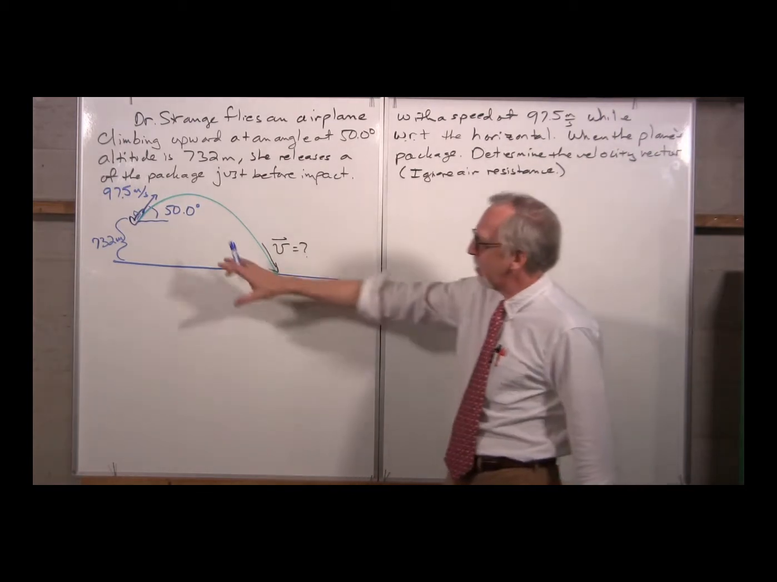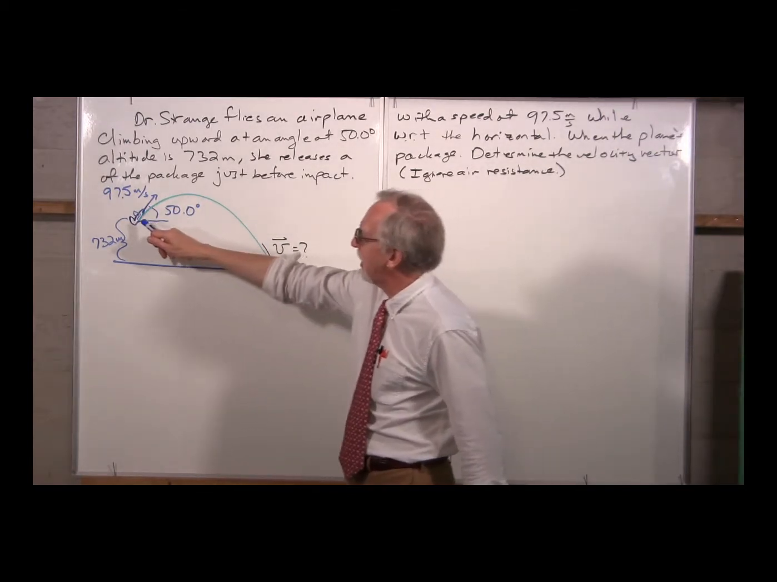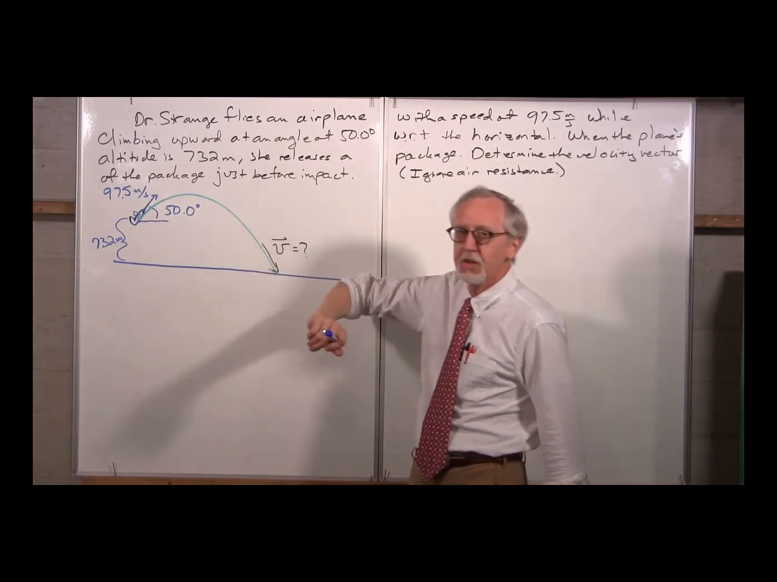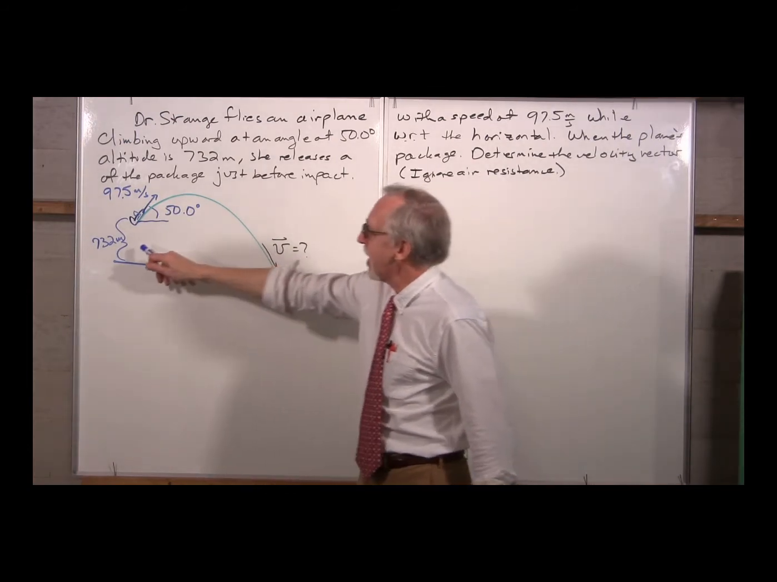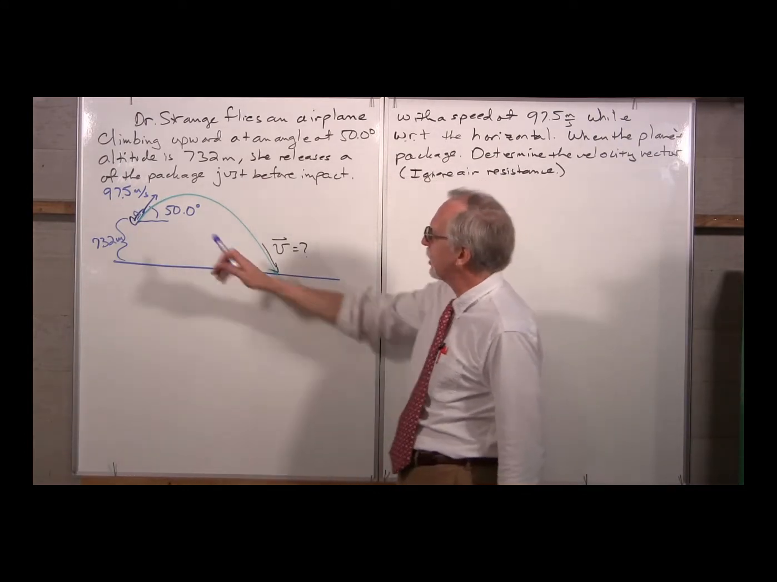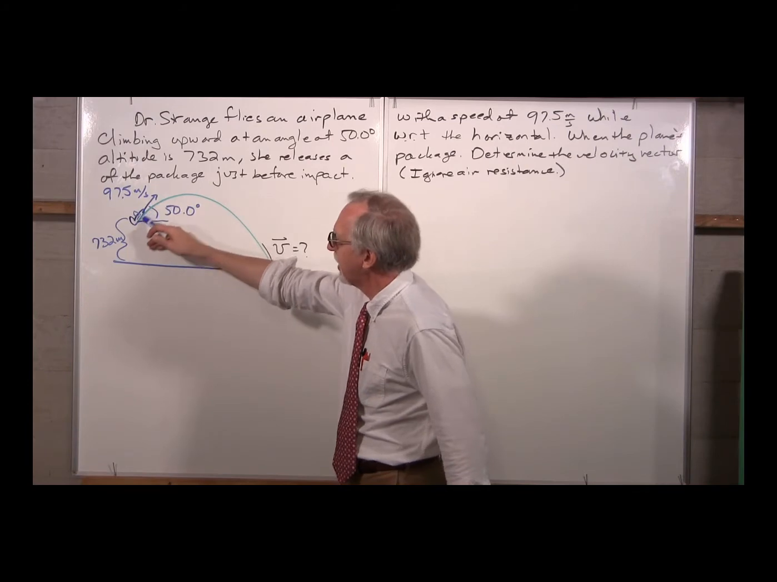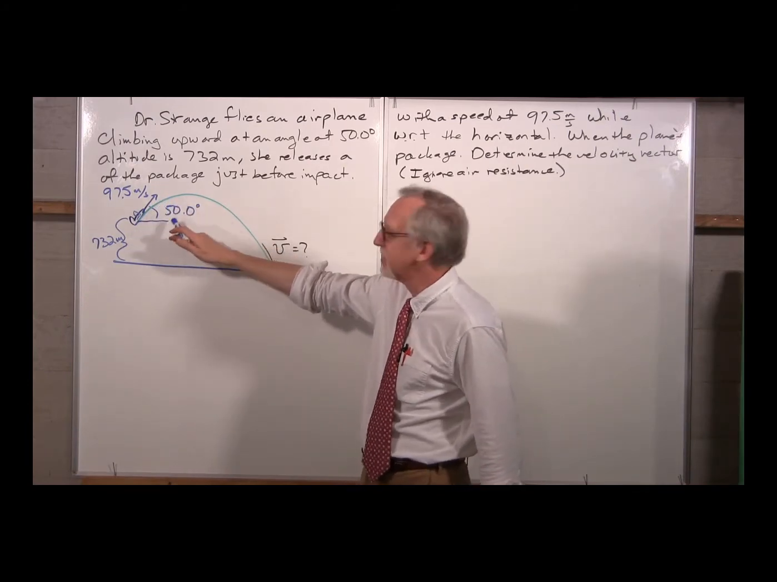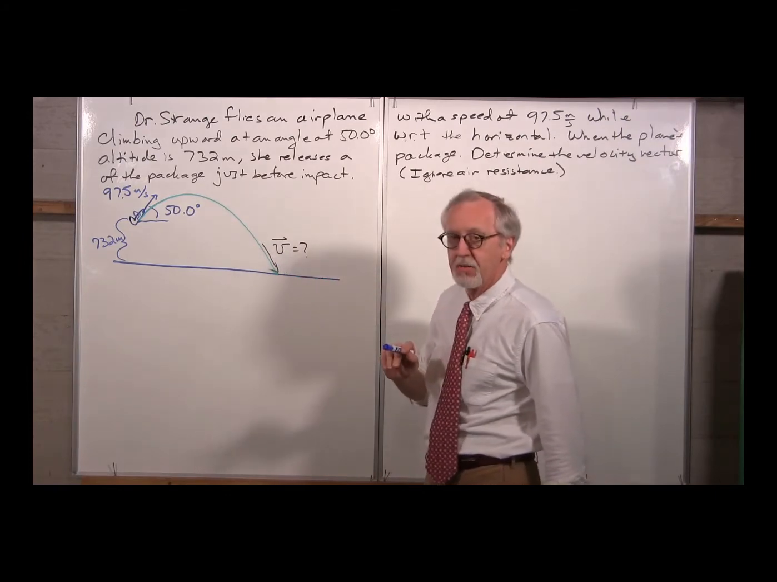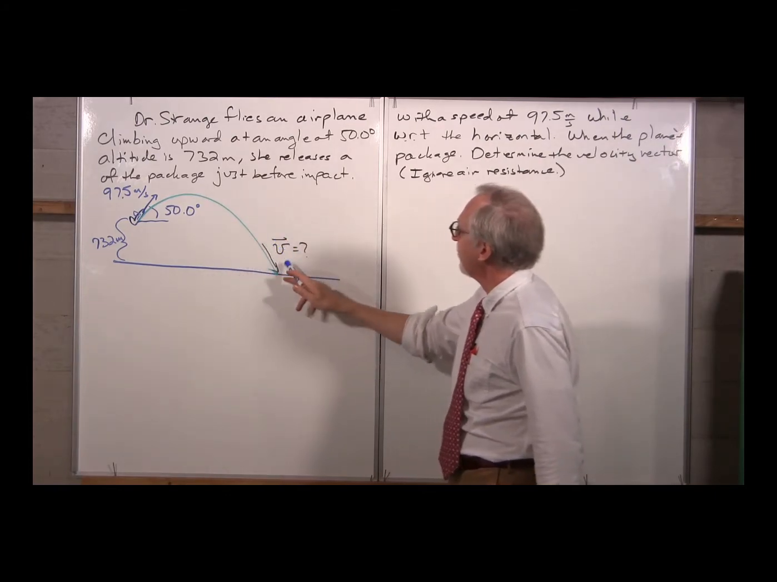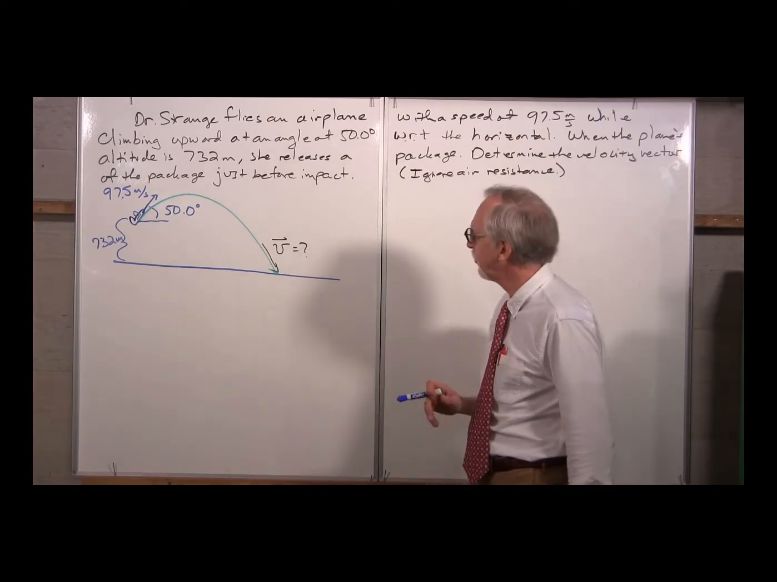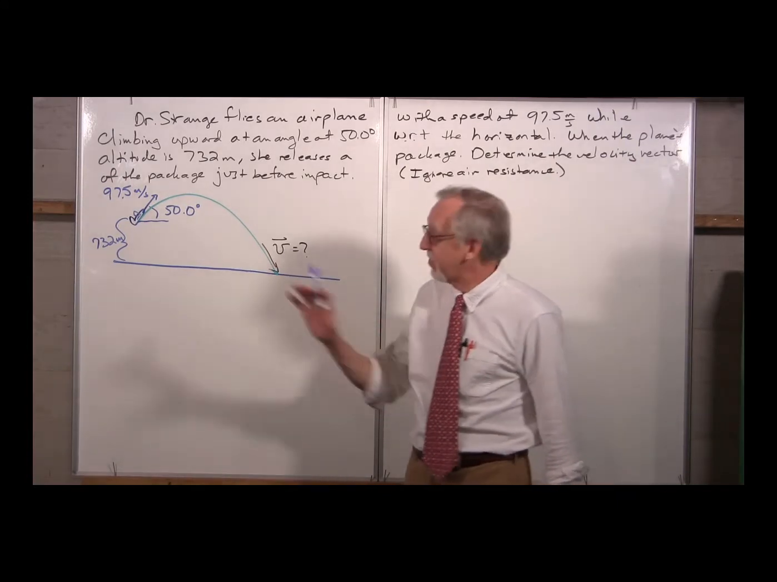Let's draw a diagram. Well, I've already started that. So we've got our plane initially moving at 97.5 meters per second at an angle of 50 degrees above the horizontal at a height of 732 meters. The package is released. What's it going to do? Its initial velocity is going to be upward, the same as the initial velocity of the plane. It's going to come over and come down, hitting the ground. And what do we want? We want the velocity vector just before impact, just before it hits the ground. Okay, excellent. We've got our diagram.